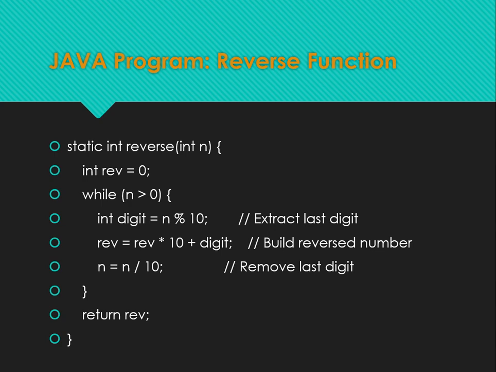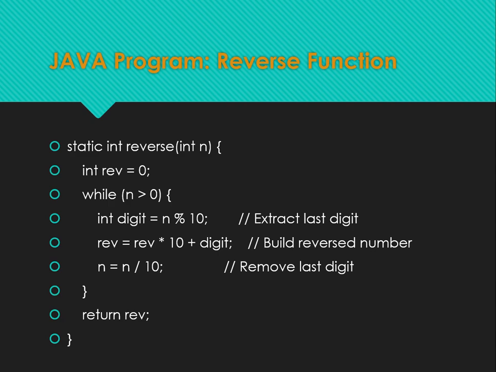Now let's take a closer look at the core of our program, the reverse function. This method is declared as static because it is being called from the main method, which is also static. In Java, a static method can be called without creating an object of the class. The function takes one integer argument, n, which is the number we want to check for palindrome. We initialize a variable rev to 0. This variable will store the reversed form of the number.